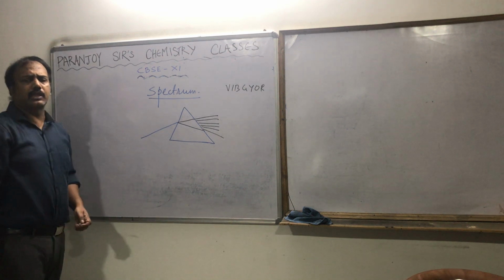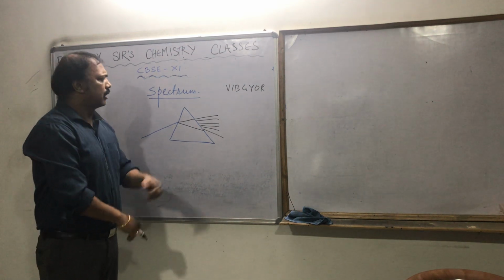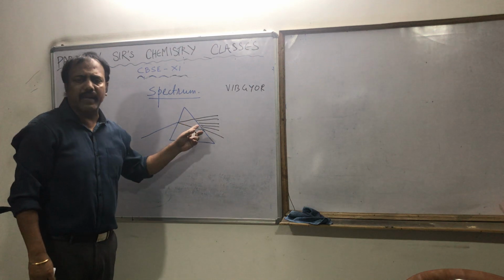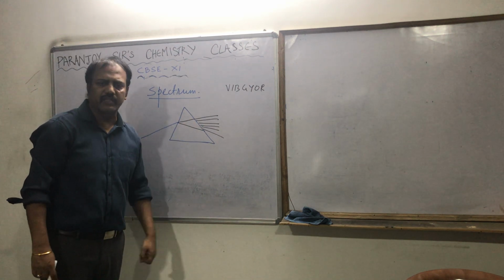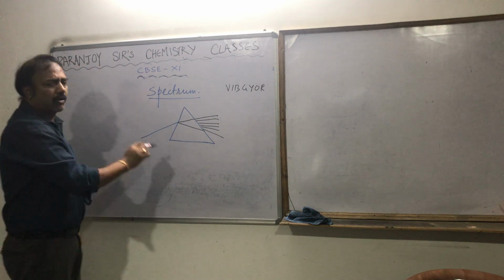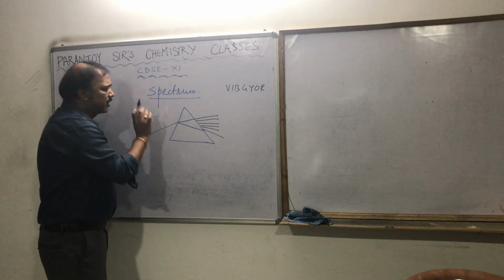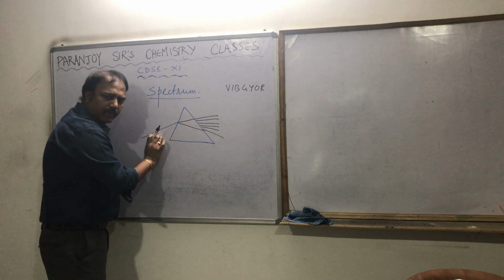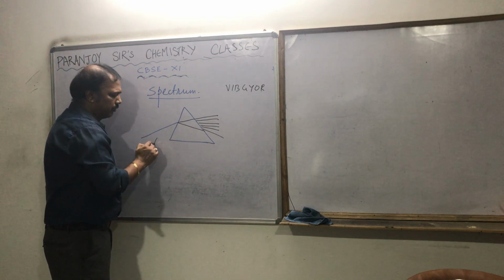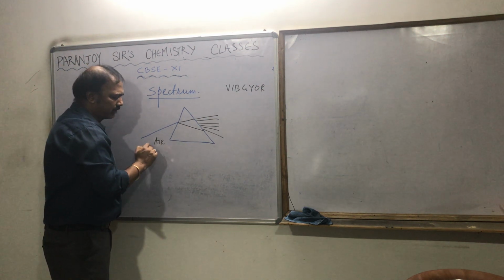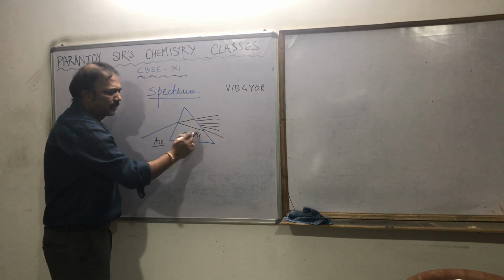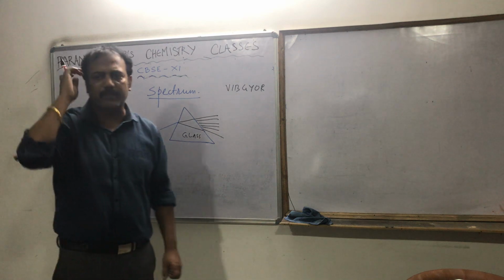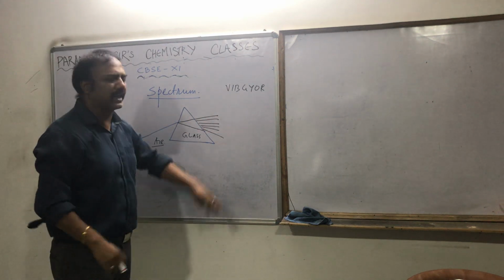Okay? That is what is known as visual. Now, why is this bending of the light taking place? Because the white light is passing from one medium to the other medium. What is the medium over here? Suppose the prism is made up of glass. So obviously refraction will take place, and because of the refraction it is bending.